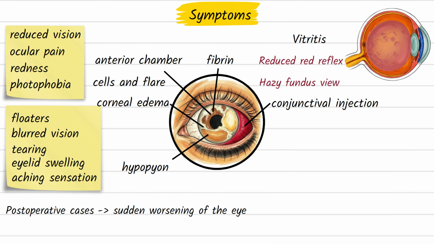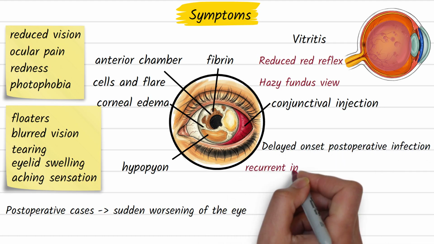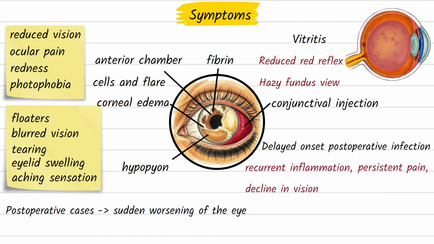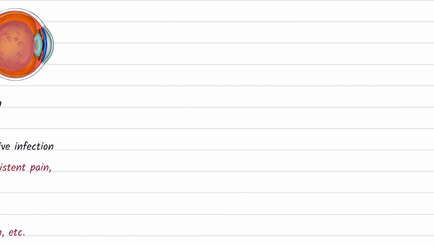Not every case looks explosive at the beginning, however. Delayed onset postoperative infection can present more quietly with recurrent inflammation, persistent mild pain, or gradual decline in vision that never fully normalizes after surgery. In endogenous disease, the patient may also have fever, malaise, sepsis, endocarditis, diabetes, immunosuppression, intravenous drug use, or recent hospitalization, so the eye findings may be only one part of a bigger systemic picture.